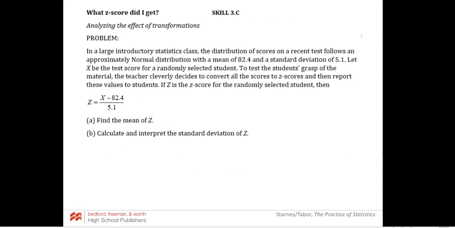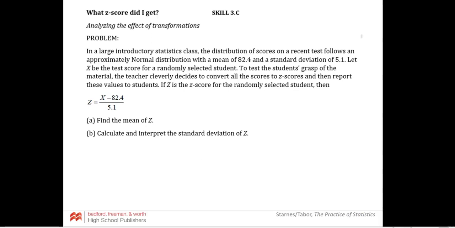Analyzing the effect of transformations. In a large introductory stats class, the distribution of scores over recent tests follows an approximately normal distribution. A lot of tests do that, with a mean of 82.4 and a standard deviation of 5.1. Okay, so it's kind of a tough test. 82.4 is the average, and the standard deviation is 5.1.